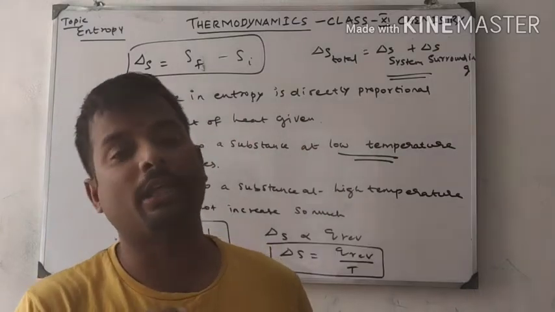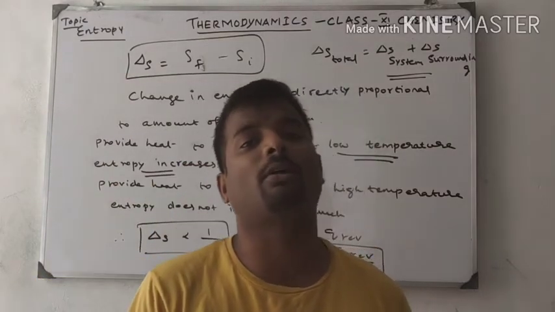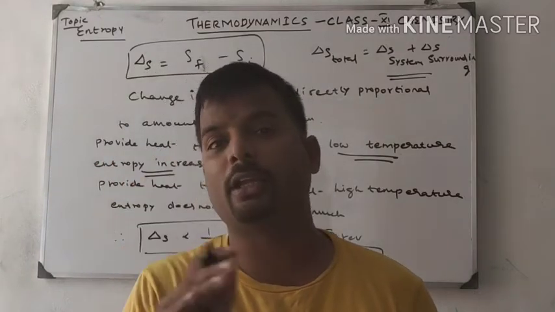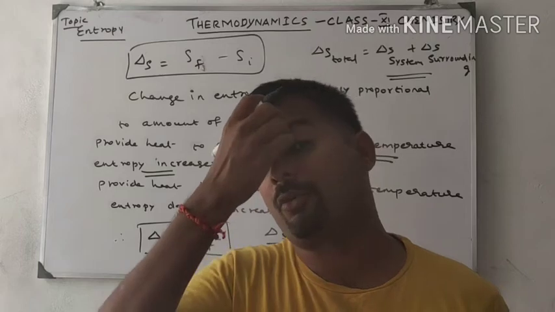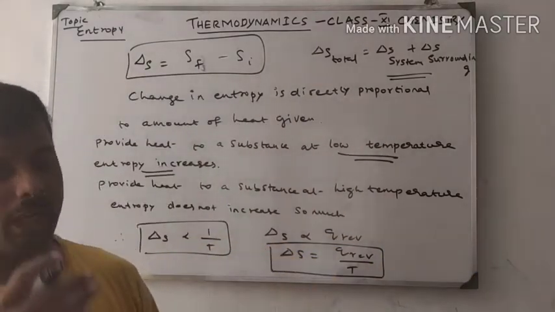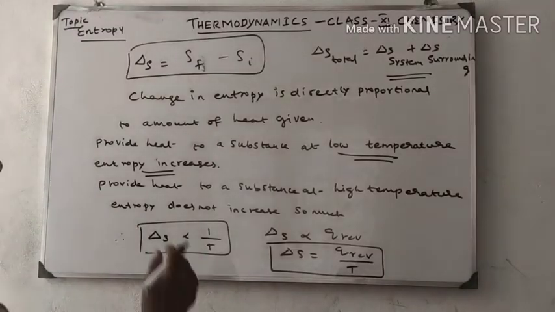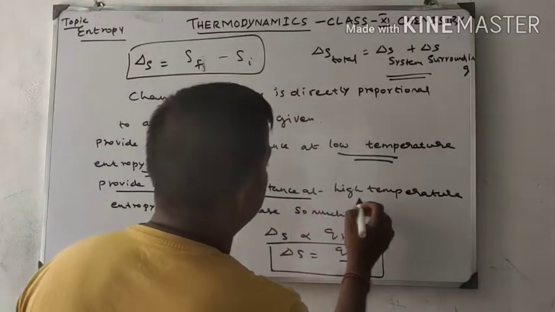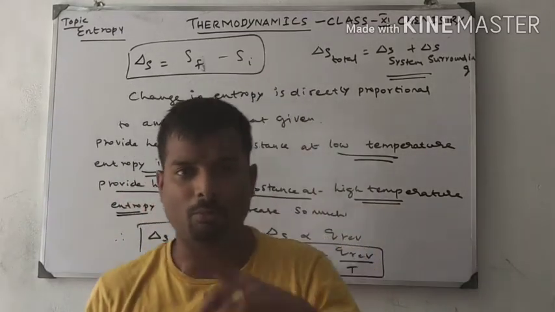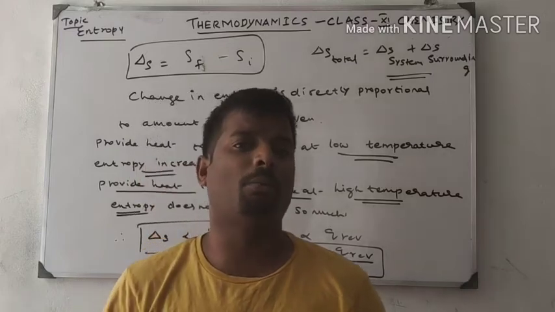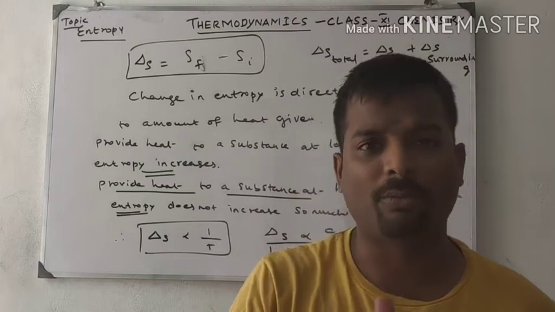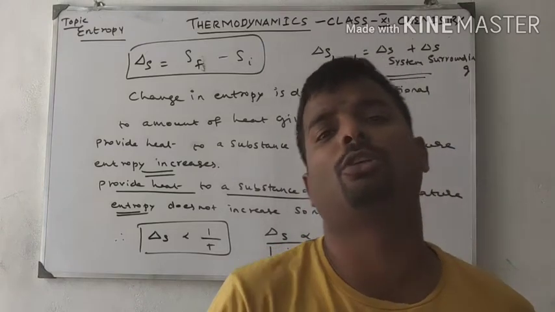Again I am giving heat to water, it becomes water vapor, entropy increases. Now if I give heat to water vapor, entropy does not increase so much. Therefore at low temperature, giving heat leads to entropy. If I provide heat to a substance at high temperature, entropy does not increase so much. I am going to heat melted iron, there is no change, entropy has already increased. Therefore entropy is inversely proportional to temperature.